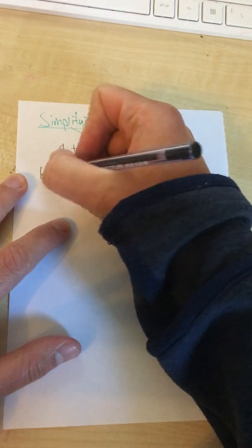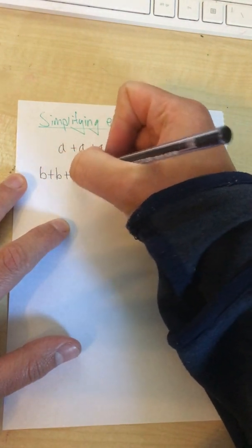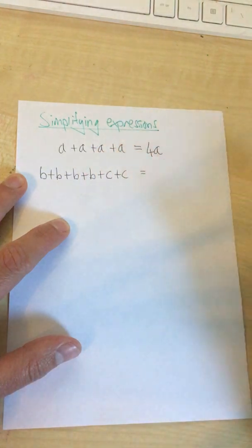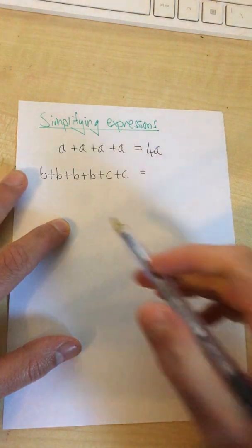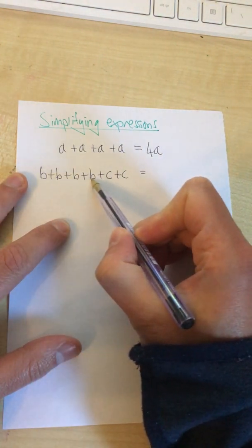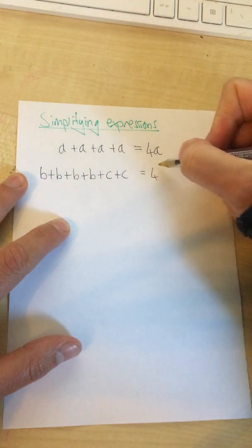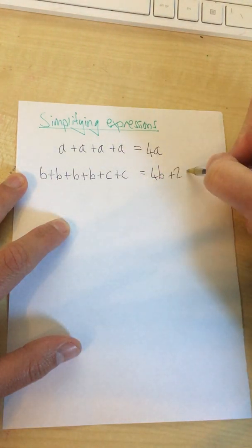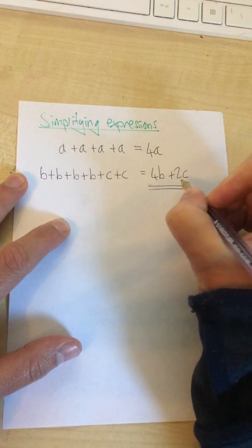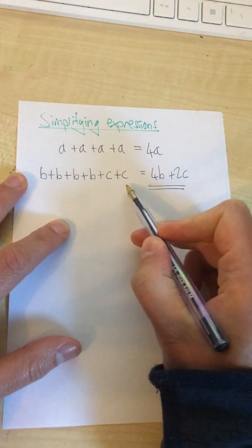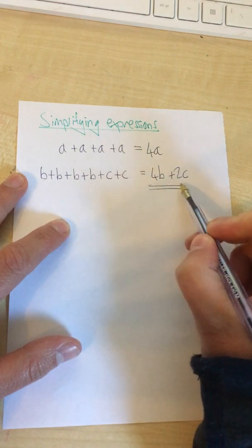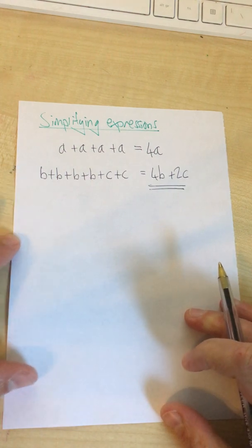Here's another one. B plus B plus B plus B plus C plus C. Well, I can start to look for what's alike here. So I've got 1, 2, 3, 4 B's. So I'm going to write 4B. And I've got 2 C's. So I'm going to write plus 2C. Now that is the answer. That's all of this on the left-hand side simplified. 4B plus 2C. You can't do anything else with this in terms of simplifying it.